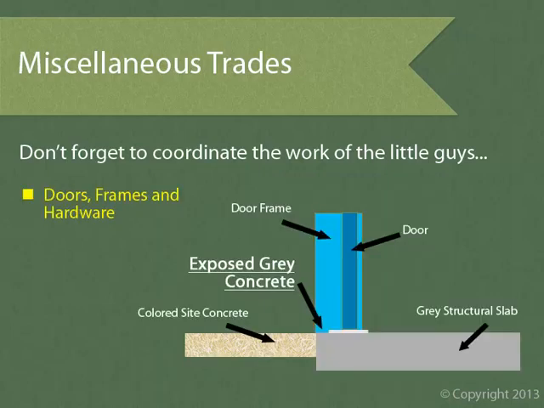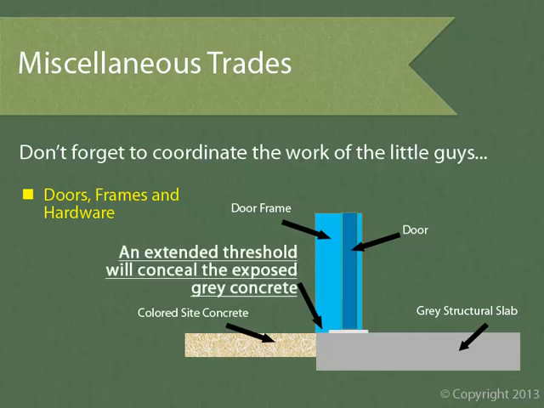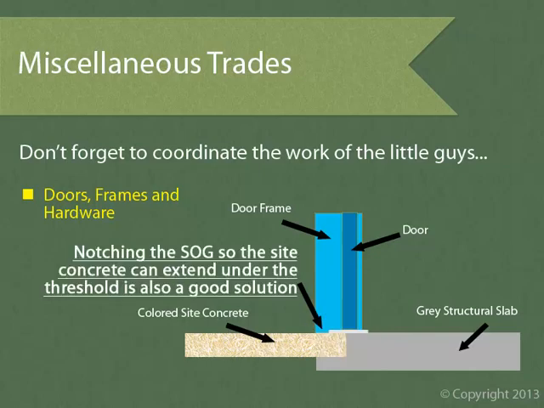Even the doors, frames, and hardware subcontractor needs to be included in the exterior skin coordination program. One problem I see quite often is a door sub providing thresholds that are too narrow. As you can see in this photo, the threshold stops short of the slab on grade, so we have exposed gray concrete right in front of the door. We could use a wider threshold that covers the gray concrete, but these wide silver thresholds can actually be eyesores in and of themselves. We could also notch the slab on grade so the colored site concrete infills all the way to the threshold. This is the more costly, but also the more attractive solution.